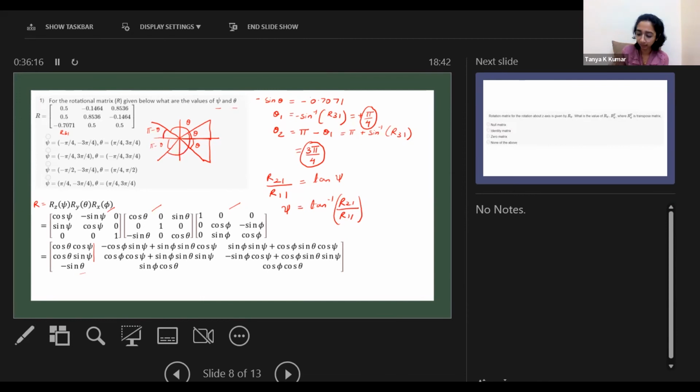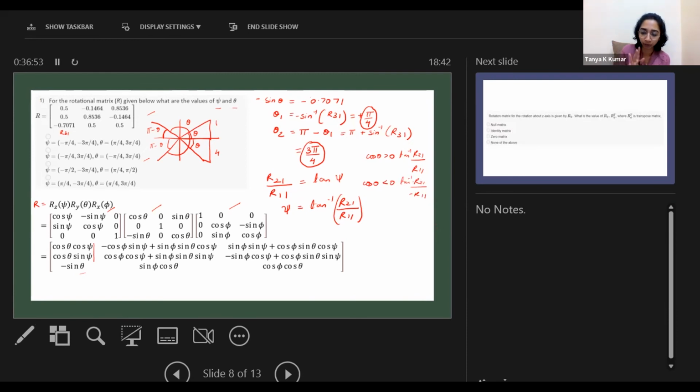So when your angle is in these two quadrants, this quadrant or this quadrant, you need to take the negative of that. How do we check that? We check cos theta. Cos is positive in this quadrant and this quadrant, right? So if cos theta is greater than 0, then you have tan inverse R21 by R11. If cos theta is less than 0, you have tan inverse minus R21 by minus R11. Okay, so this is what you need to keep in mind.